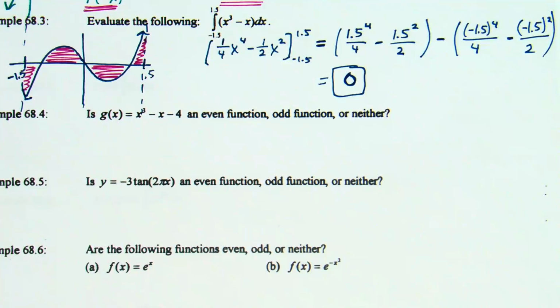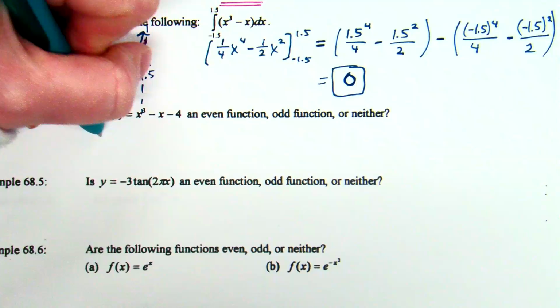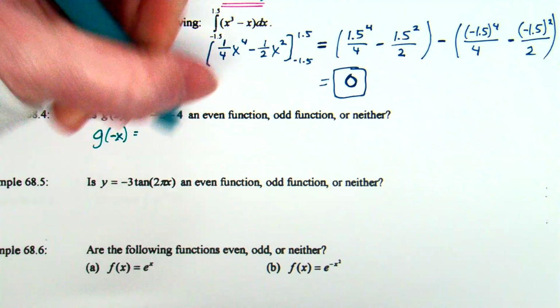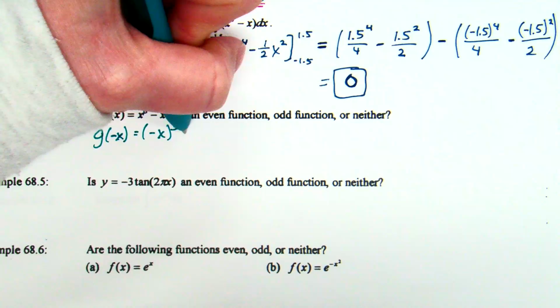Example 4 then. Is g of x even, odd, or neither? Does that say x cubed? Okay, so what do we start with? G of negative x. So negative x to the third minus negative x, minus 4.